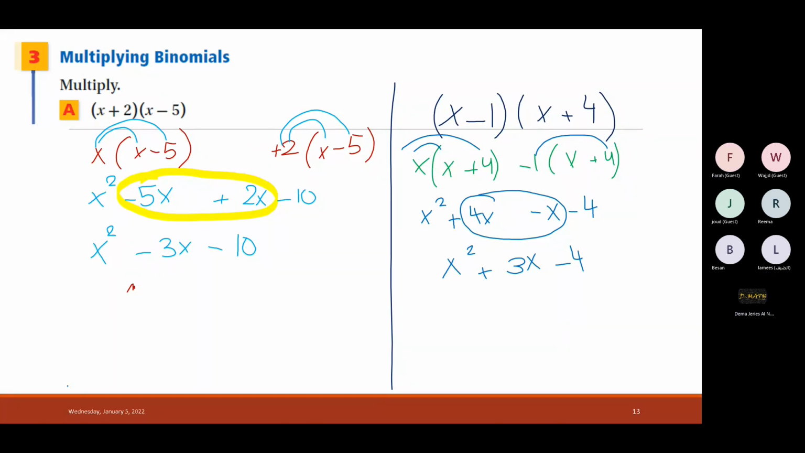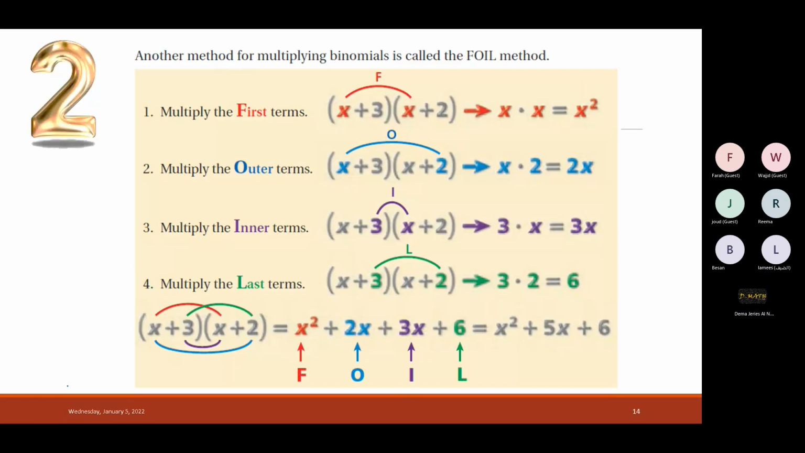Okay. Let's start now with the second method of multiplying the binomials, which we call the FOIL method. From its name, FOIL. F denotes first, O outer, I inner, and L last.